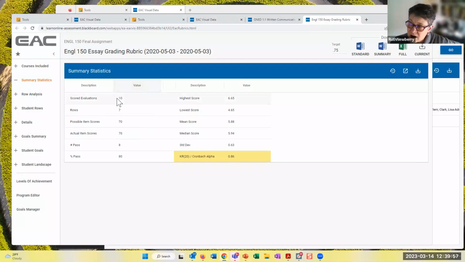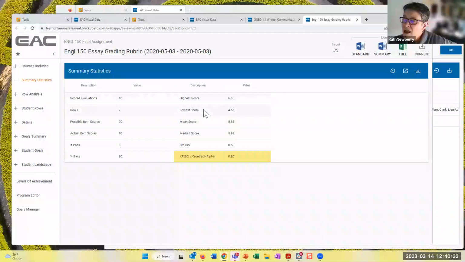What I learn here is that I have 10 students that were scored, 7 rows on my rubric. Multiply those, 7 possible items that would be scored. I scored everybody on each row and a level of achievement. I didn't skip any rows by accident or purpose. Everyone is scored. Given my target, 8 of my 10 students met it, 80% in this case.